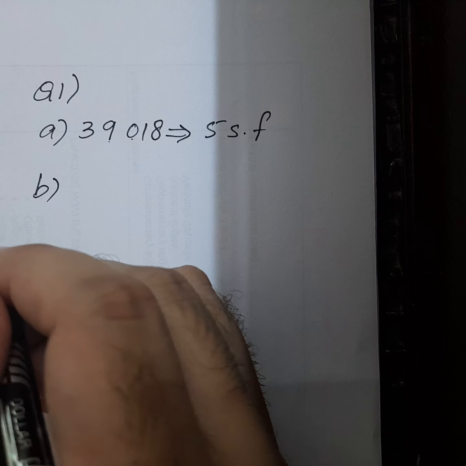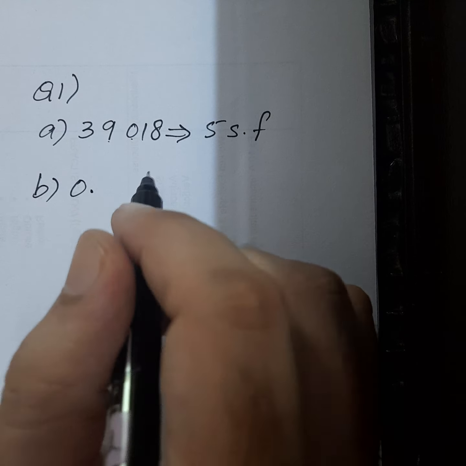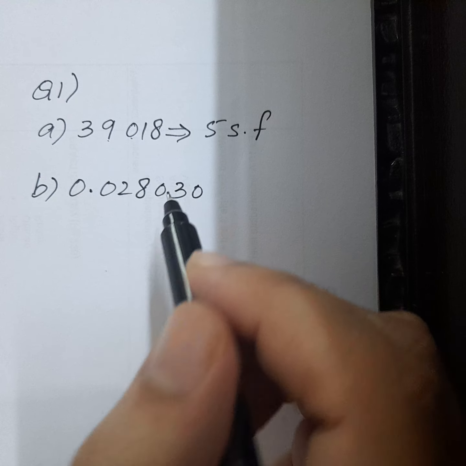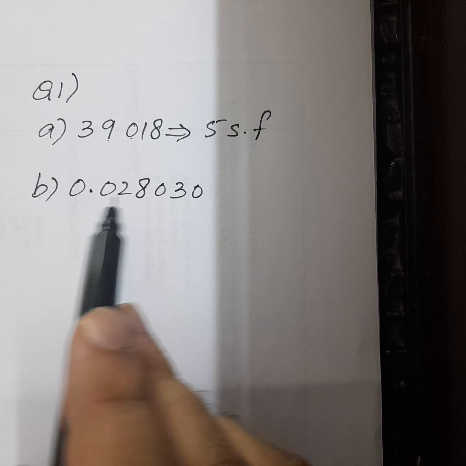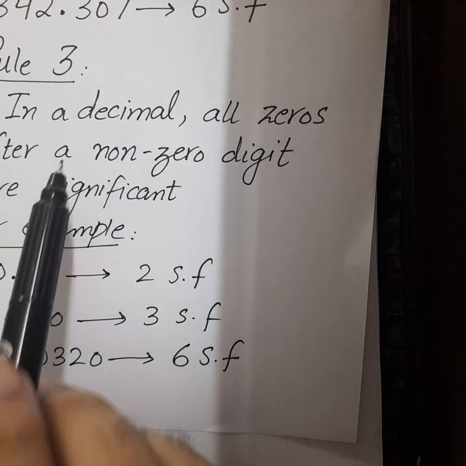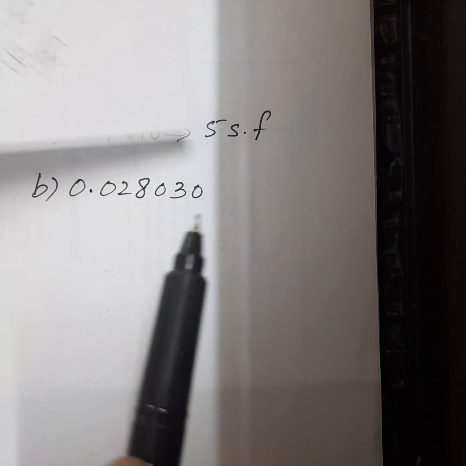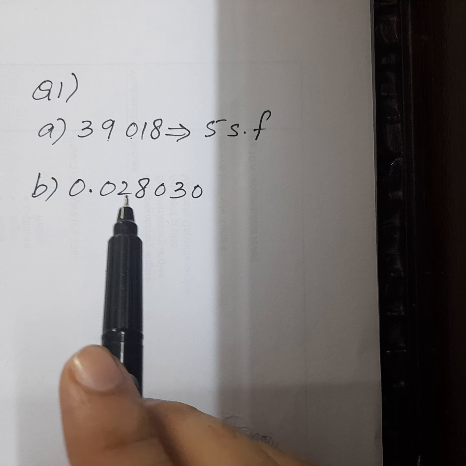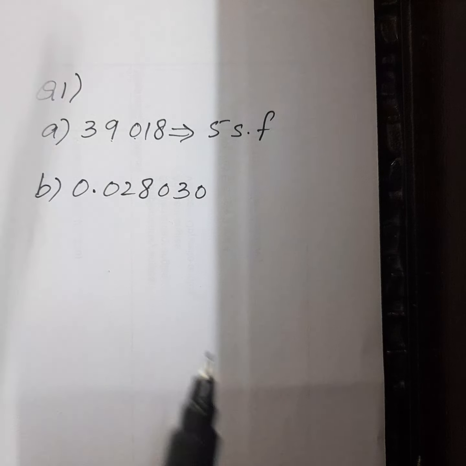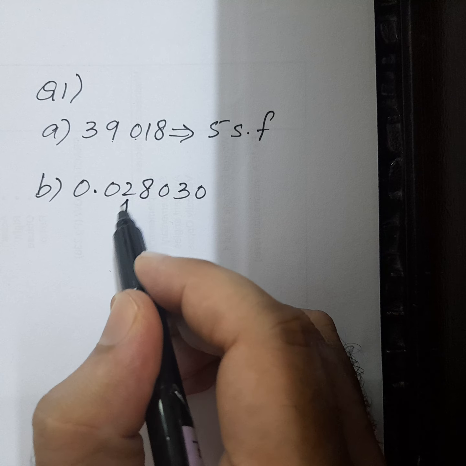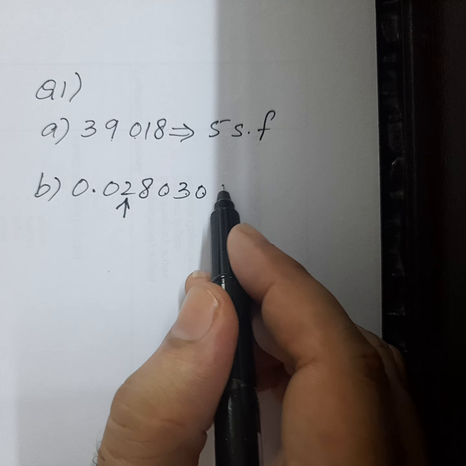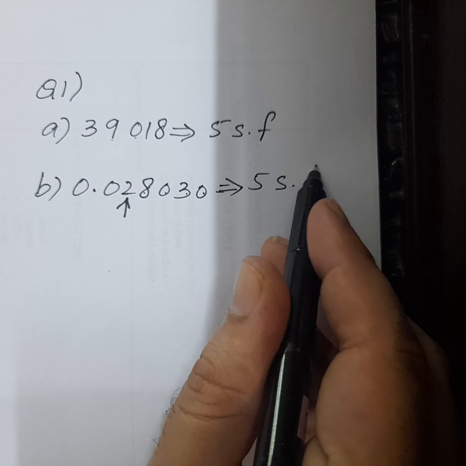Part number B, 0.028030. So how many significant figures will be in this decimal number? Which rule will be applied over here? Look at this third rule. In a decimal, all zeros after a non-zero digit are significant. And look at this fourth rule. In a decimal, all zeros before a non-zero digit are not significant. So it's very easy. Look, the first non-zero digit is this one, 2. So we have to count the number of significant figures after this. 1, 2, 3, 4 and 5. Again we have 5 significant figures.